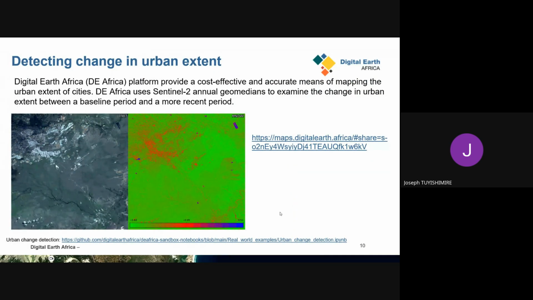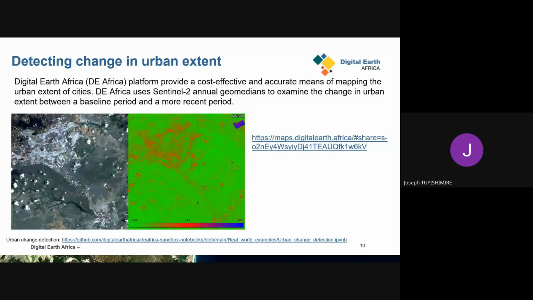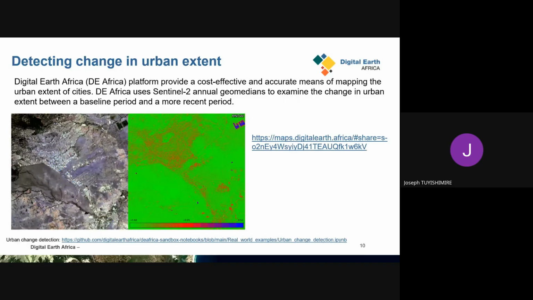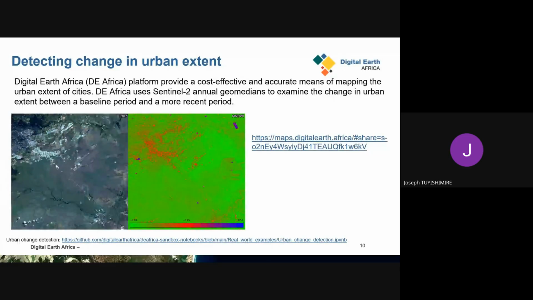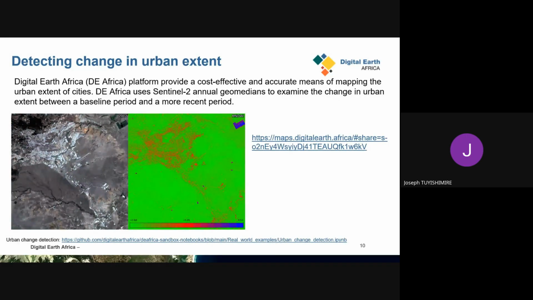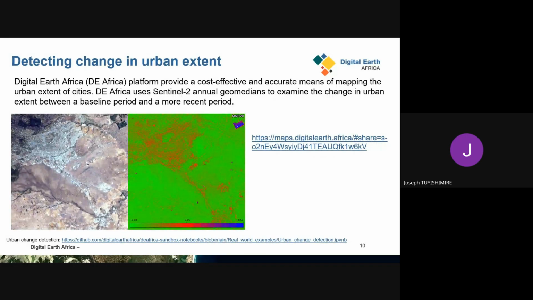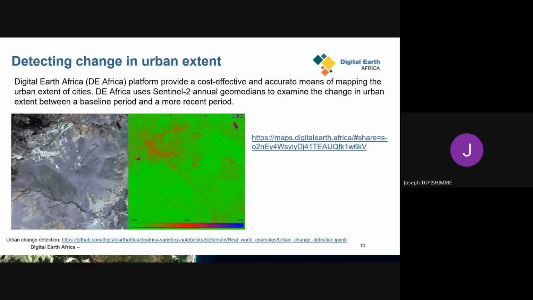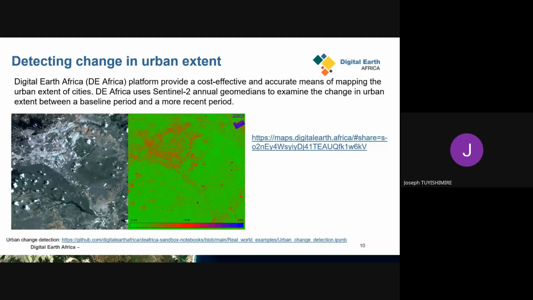So we can try to understand the urban change detection and see how urban areas have been evolving over time. And this is a cost-effective tool for accurate urban mapping. It also helps to cover large areas without necessarily being in the field.